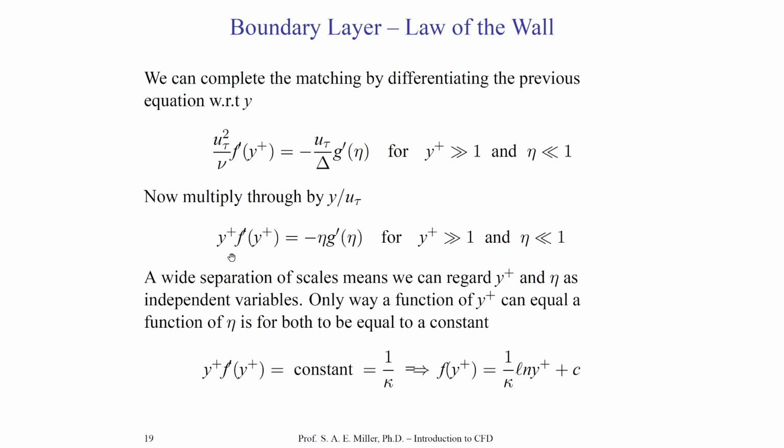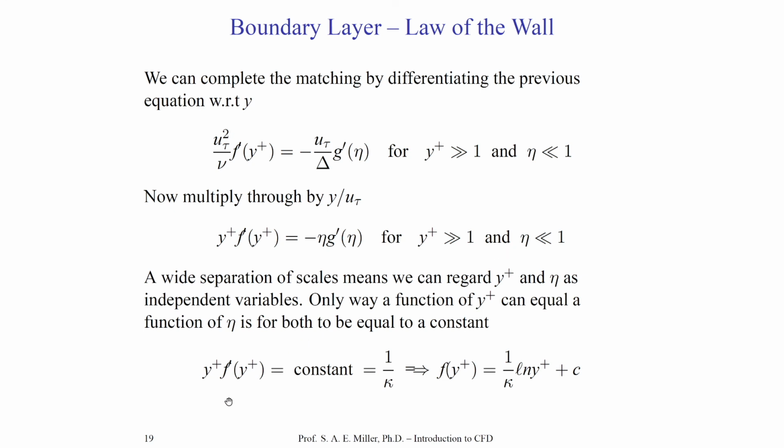And we'll find this particular equation. Y plus f prime equals negative eta g prime for this range of y plus and eta, which we just identified. You'll see that there'll be a wide separation of scales, and we can regard y plus and eta as independent variables. The only way a function of y plus can equal a function of eta will be for both to be equal to a particular constant. It is the only way to do it. And so this is a very interesting matching asymptotic analysis of mathematics to find these particular constants.